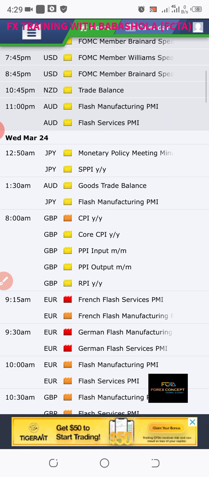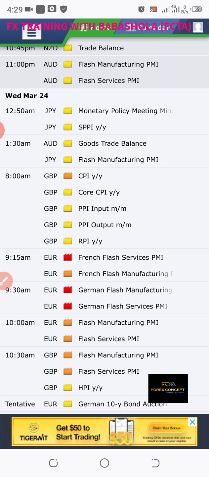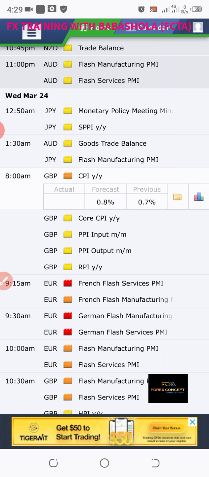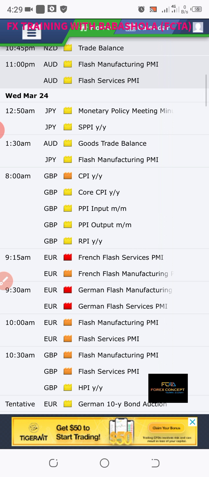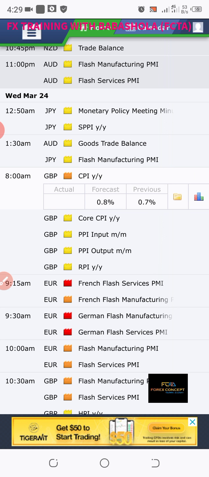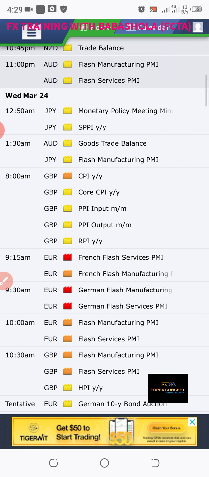And on Wednesday by 8 a.m. Nigerian time, we're having CPI, the Consumer Price Index, in the UK, to be released by 8 a.m. That's the yearly release of the CPI, which is going to move the GBP. The previous was 0.7%, and the forecast is higher than the previous, that's 0.8%. So I will advise you before 8 a.m. Nigerian time, preferably 7:30 a.m., buy GBP before the news is released.